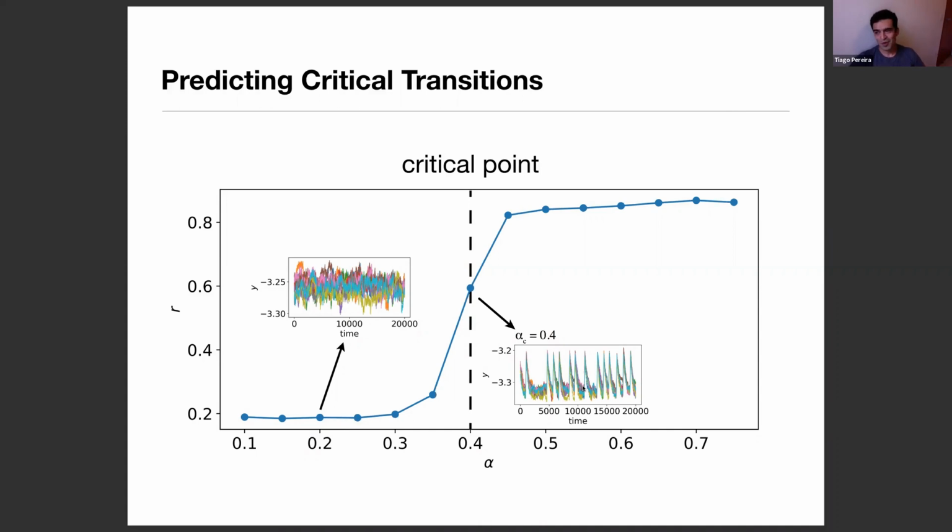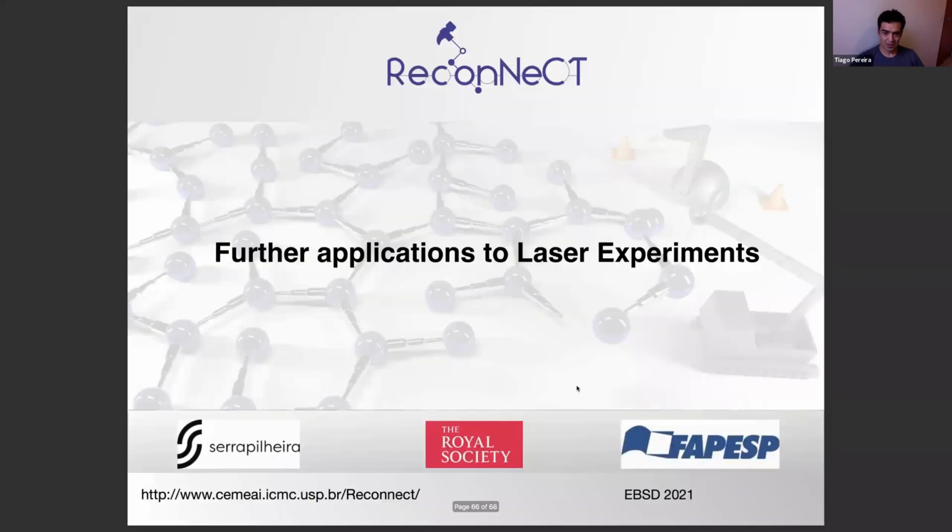Okay, this is a bit too quick. I spent too much time on other stuff. I rushed this part, but I'll be super happy to talk, just drop me a message. We have some further applications now to lasers, so this is a successful project. If you take data from lasers, you can do the same thing. You can recover the network and analyze this type of stuff.